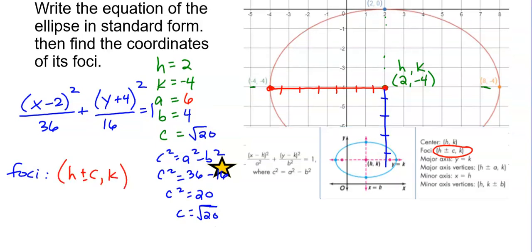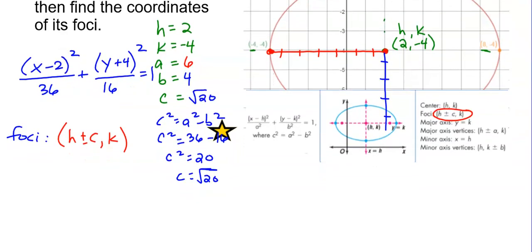And we can just write it as one ordered pair with the plus or minus in there. I usually don't, but I will in this case just because we don't actually really need to graph it. They're just asking for it. So h is 2 plus or minus the square root of 20. That's what our c is. And then k is negative 4. So that's where our foci would be located. So we could graph them, but it didn't ask us to, so that's fine.